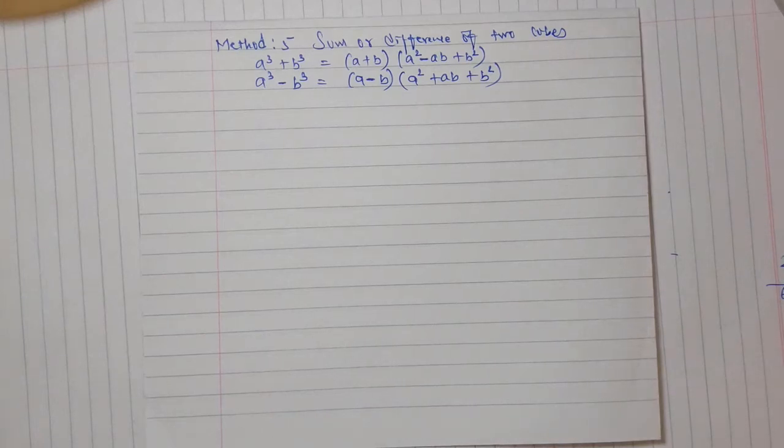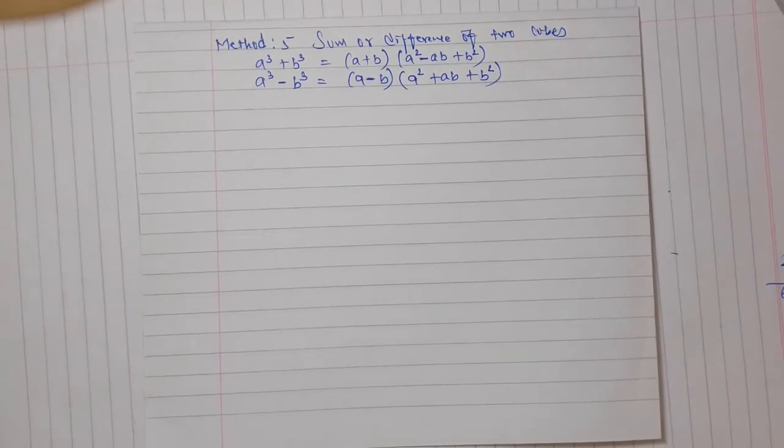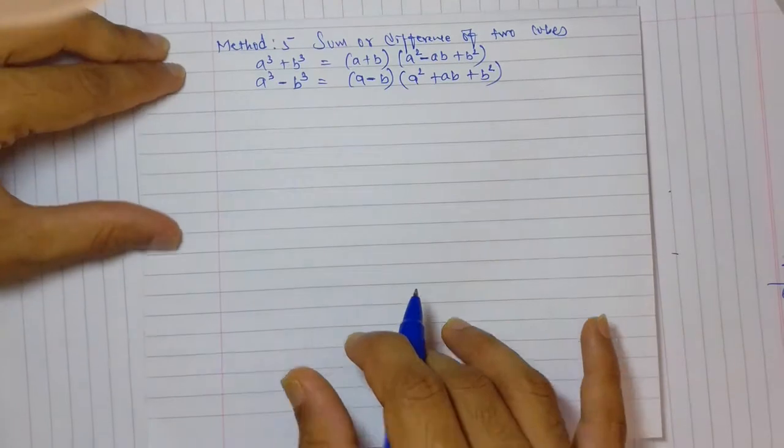Method number 5, sum or difference of two cubes. In this, we mainly follow the two identities, that is a cube plus b cube and a cube minus b cube. A cube plus b cube is (a plus b)(a square minus ab plus b square), and a cube minus b cube is (a minus b)(a square plus ab plus b square). Let's take an example.